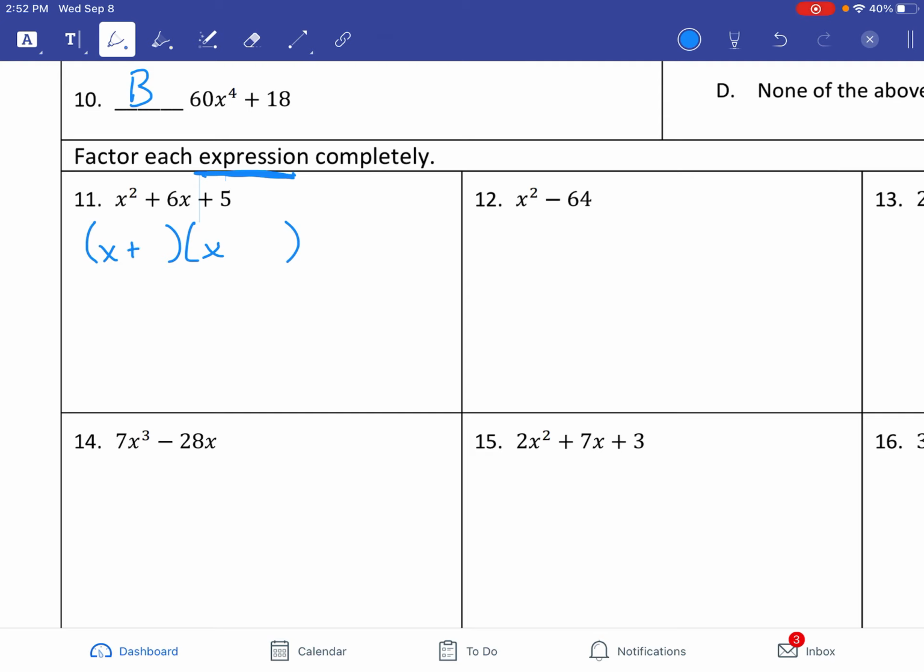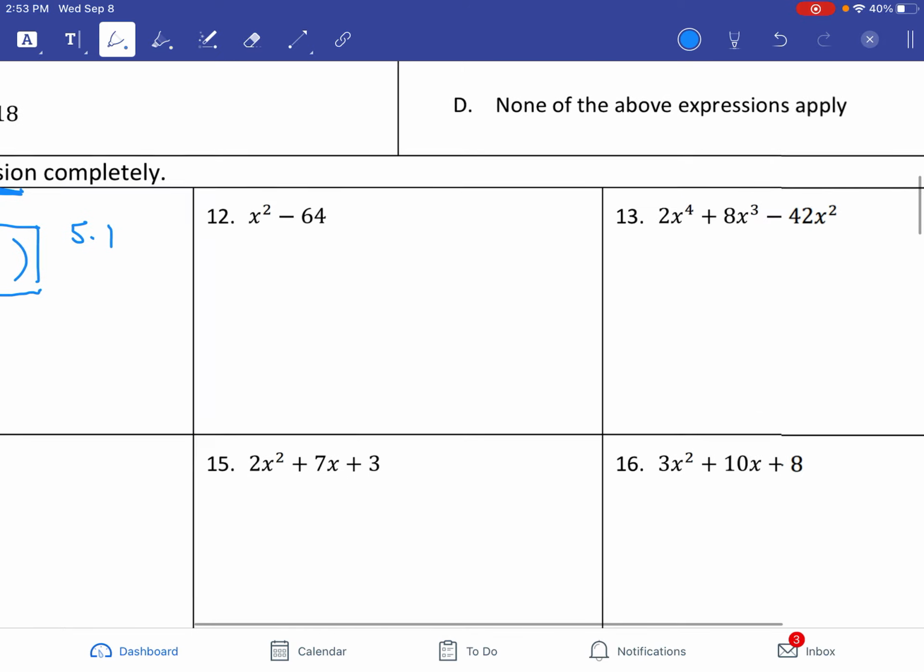Drop the first sign. What times a positive gives you a positive? That would be a positive. What are the factors of 5? Well, there's only 5 and 1. Okay, so put the biggest number first. 5 times 1 is 5, and 5 plus 1 is 6. So that is it. You're done.